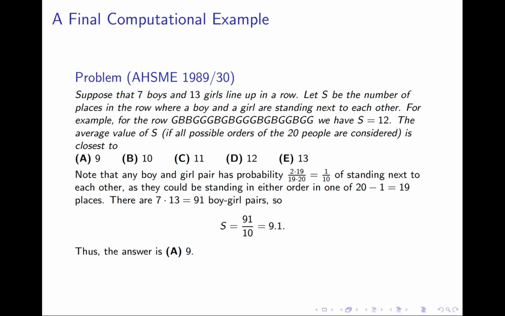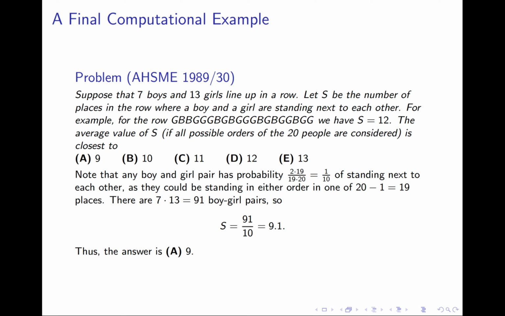Let's finish with a final computational example. Suppose 7 boys and 13 girls line up in a row. Let S be the number of places in the row where a boy and a girl are standing next to each other. And the problem gives an example, and we're asked to find the average value of S.